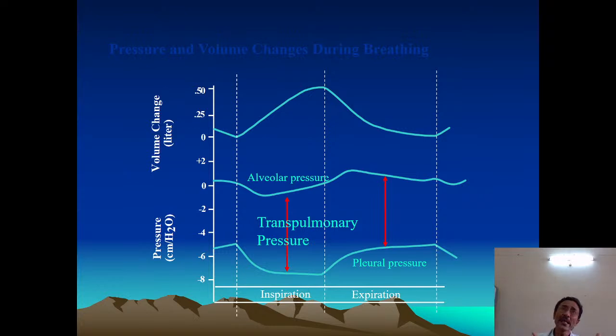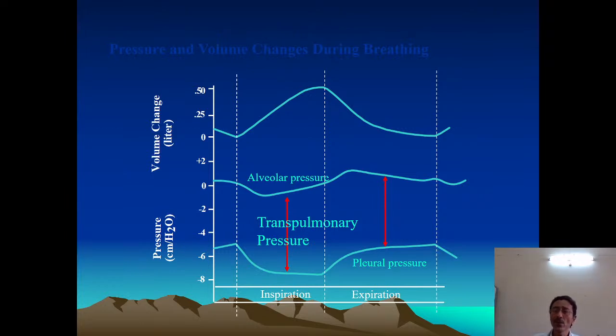a gradient is created from the atmosphere into the alveoli. The atmospheric pressure is 760, the alveolar pressure is 755, a gradient is created, so air moves from a high pressure area to a low pressure area.